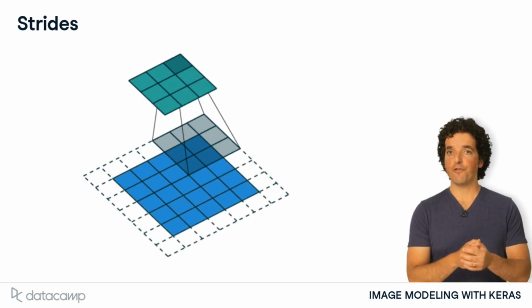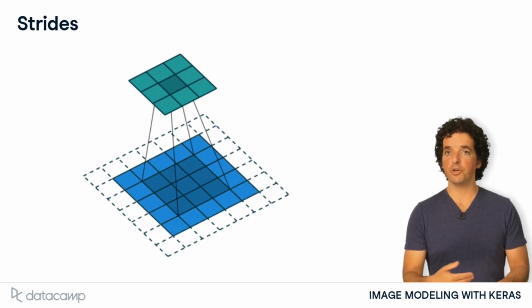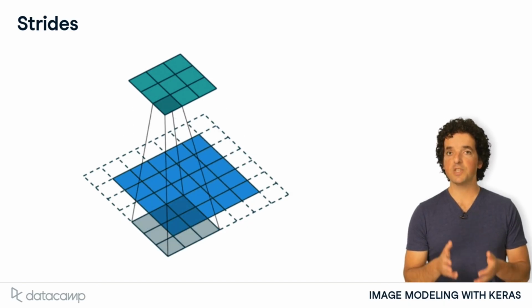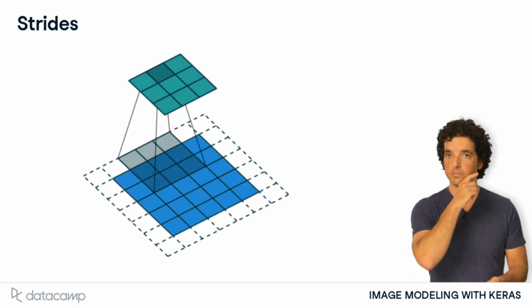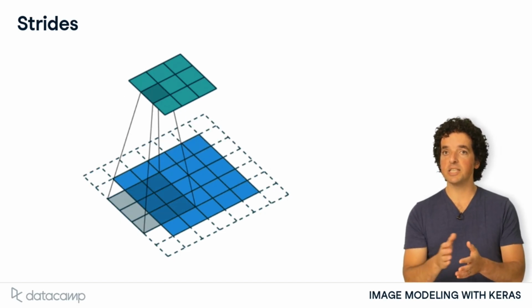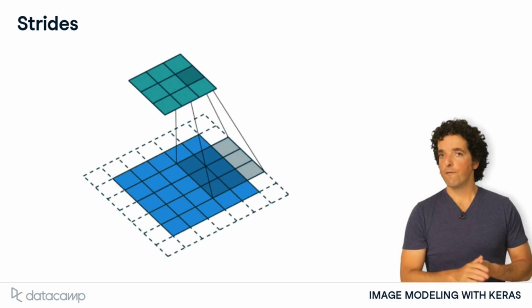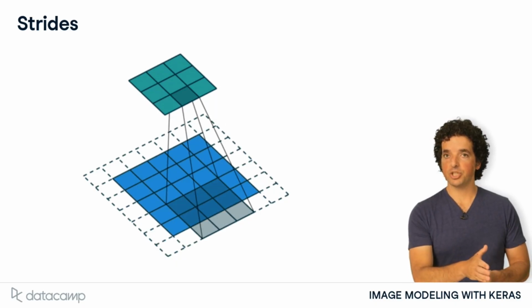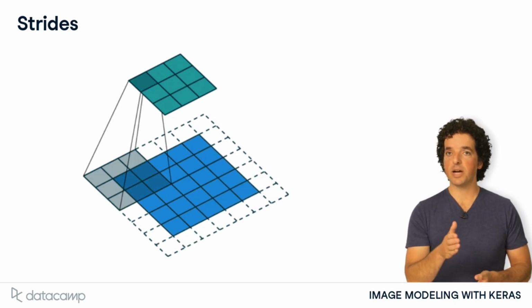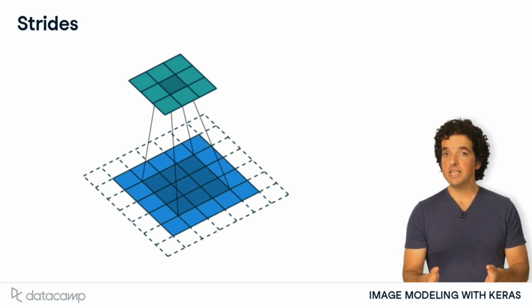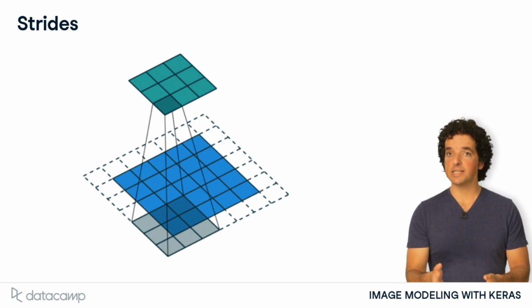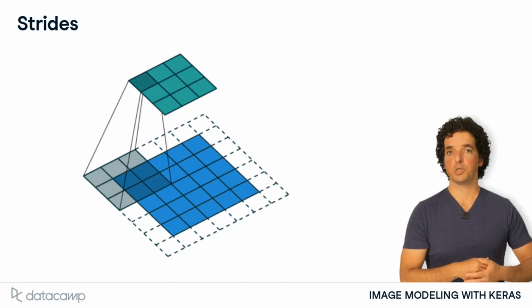Another factor that affects the size of the output of a convolution is the size of the step that we take with the kernel between input pixels. This is called the size of the stride. For example, in this animation, the kernel is strided by 2 pixels in each step. This means again that the output size is smaller than the input size.